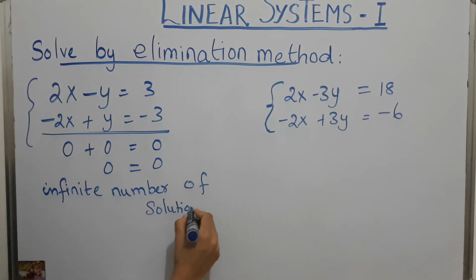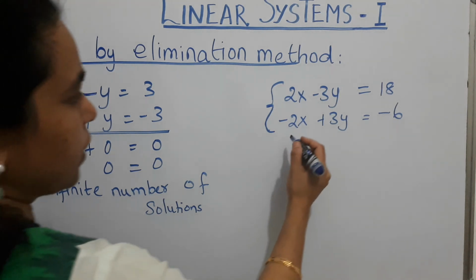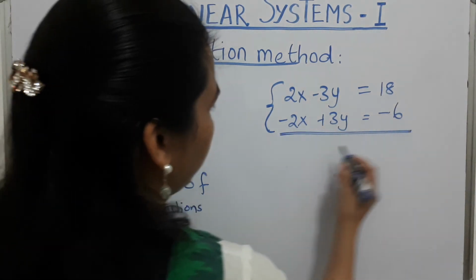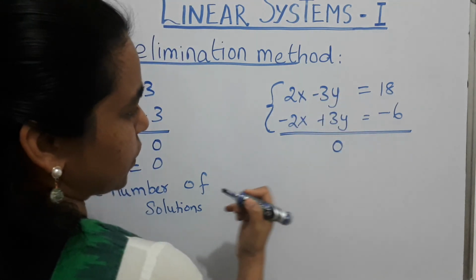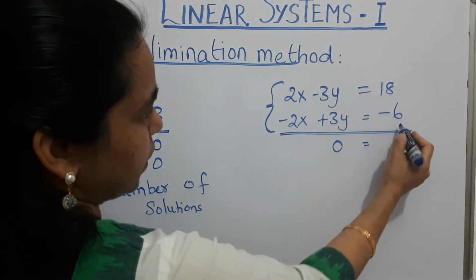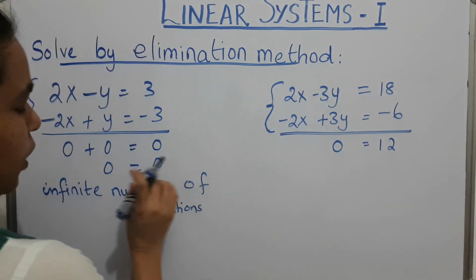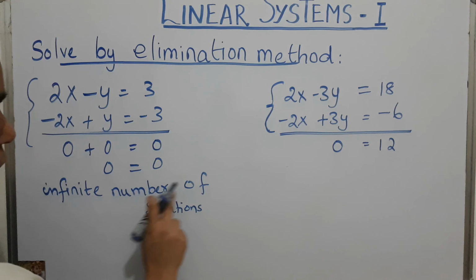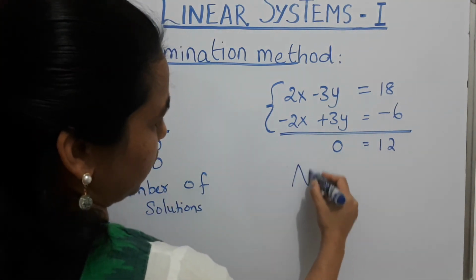Okay, so all these things are cancelled and you are getting 0 equals 0, then the solution is an infinite number of solutions. Okay, and another case is when you are adding these two, this is eliminated and this is eliminated, so you are getting 0 in the left hand side, and in the right hand side 18 minus 6 will be 12. So 0 is equal to 12. So if 0 is equal to 0, then it is an infinite number of solutions, and if 0 is equal to some other number, then you can say no solution.